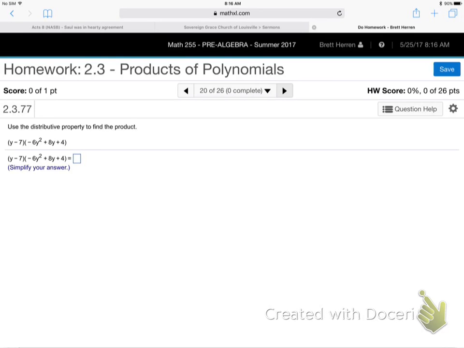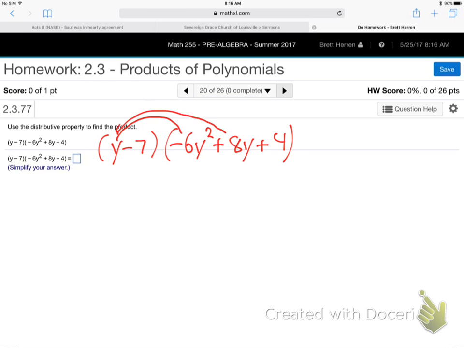Okay. So, let's see. What do we have here? We have y minus 7 times minus 6y squared plus 8y plus 4. All right, so same kind of thing. They're going to take turns. First off the y, I encourage you to draw these arrows. That y is going to go boom, boom, boom, and hit those three, right?